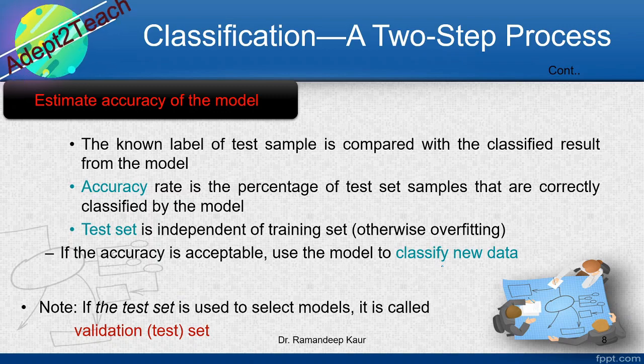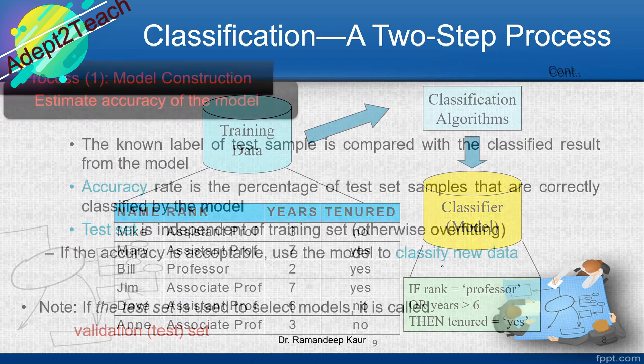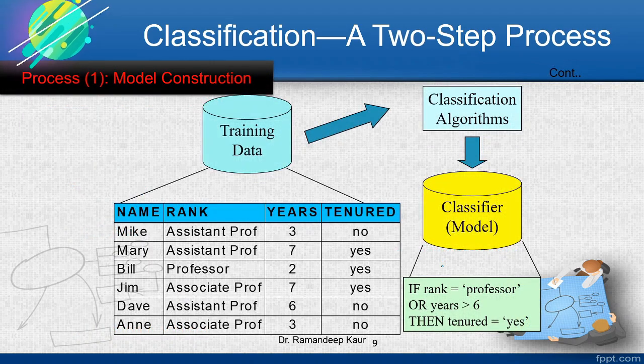So there is no new set of data, so you can't identify whether the classification has been accurately done or not. So it is a better practice to keep both of them separately. Now if the test set is used to select the models, then we call it validation sets or test sets. Now here's an example for that, for the two-phase process of classification.